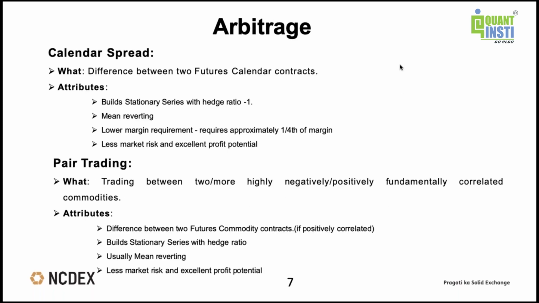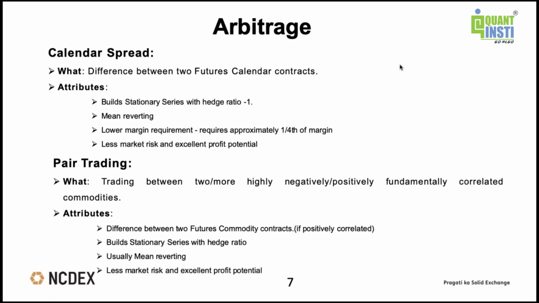The next kind of trading style is arbitrage, which is very popular in commodities. There are two ways of doing arbitrage in commodities: calendar spread and pair trading. A calendar spread is nothing but the spread between two future or option contracts of the same commodity. It is almost similar to hedging. The only difference is that it is the same underlying asset but two different calendar contracts. In this way, we keep the hedge ratio as -1, so it makes itself a stationary series. Because it is a stationary series, it is very easy to apply mean reverting strategies on it. We can say it is very low in risk and high in profit.